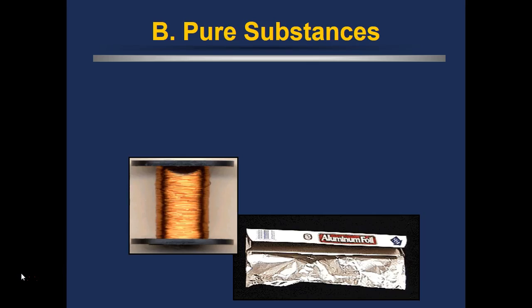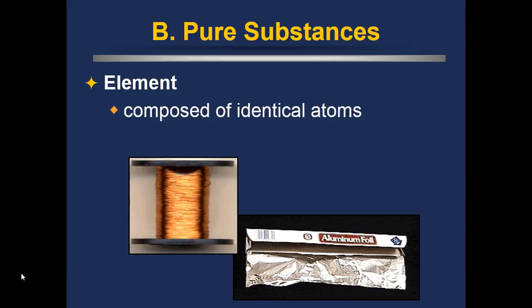So when we discuss elements, we talk about pure substances. Pure substances are also known as elements. They are composed of identical atoms, so every single atom in that substance, and here we have copper, and here we have aluminum, every atom in those is the same. That makes them pure.